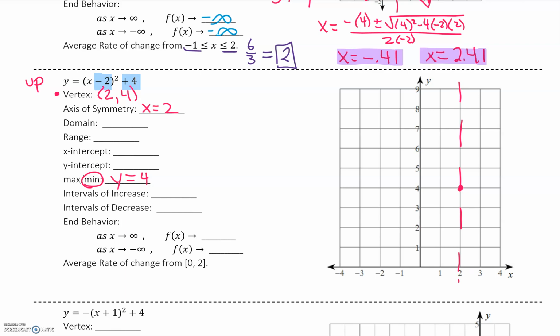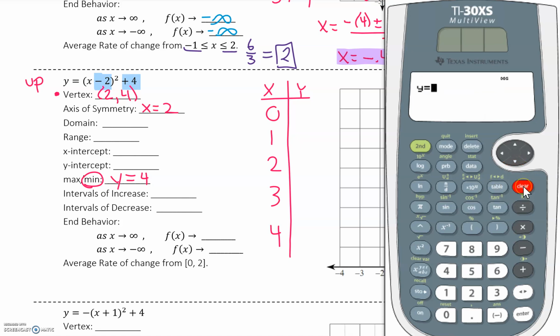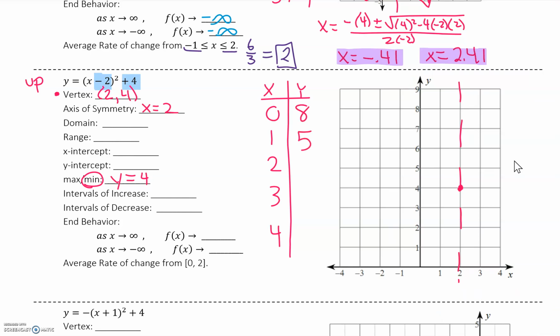Okay. Then since we know where the middle of the graph is, let's get a table. So the middle is going to be when x is 2, so let's go 2 to the left and 2 to the right. Let's use our table and type in the function: (x − 2)² + 4. We'll start this one at 0 and step by 1. And we're going to get an 8, 5, 4, and then a 5 and an 8. And let's plot those points.